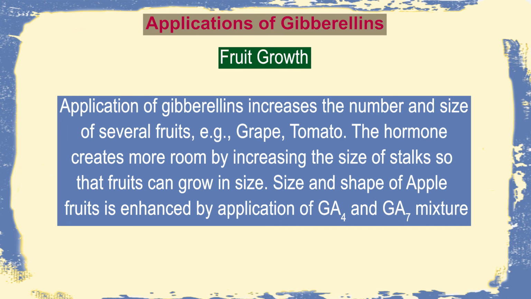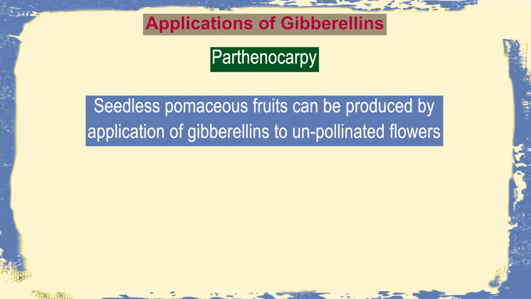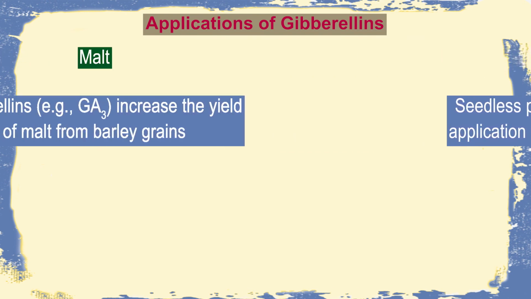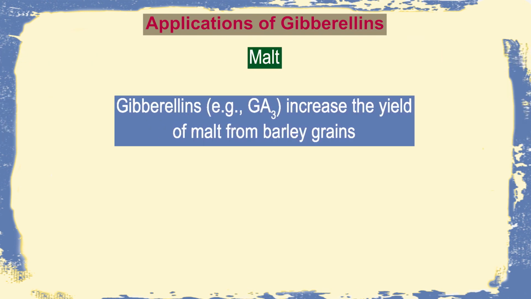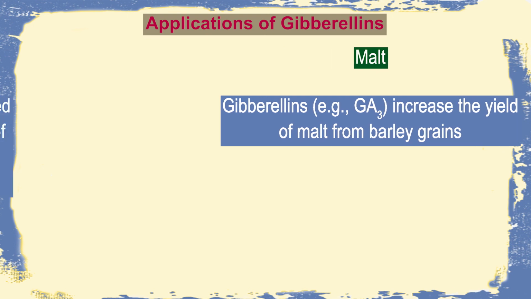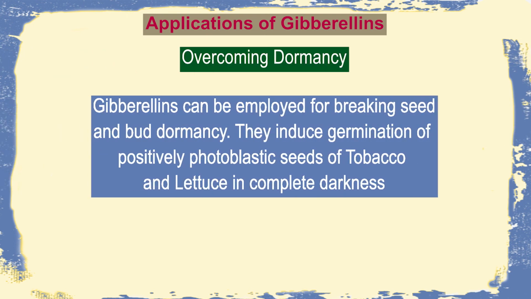Now, gibberellin has innumerable applications. For example, it is used to induce the increase in number of fruit as well as the size of the fruit. For example, in grape, in tomato, as well as in apple. If applied to the unpollinated flowers, then gibberellin can also induce formation of seedless fruit, that is parthenocarpic fruits. Gibberellin increases the yield of malt in barley grains. It is also used to break dormancy of seed and bud in tobacco and lettuce.